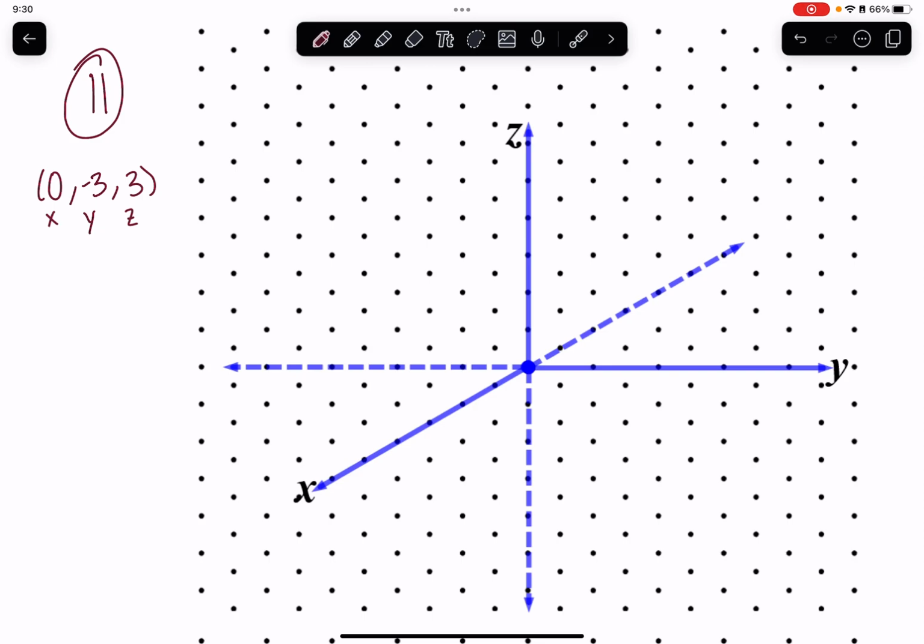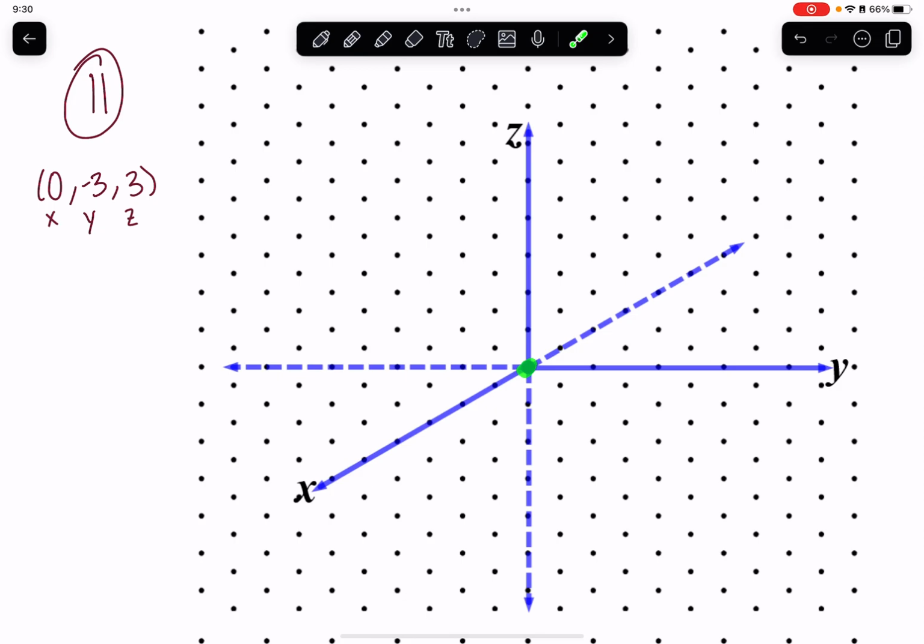Okay, so here's where we're at. So 0 on the X. That means we are not moving forwards or backwards. So we are good to just keep your highlighter in the middle there. So we're good on the X. We don't have to do anything there.